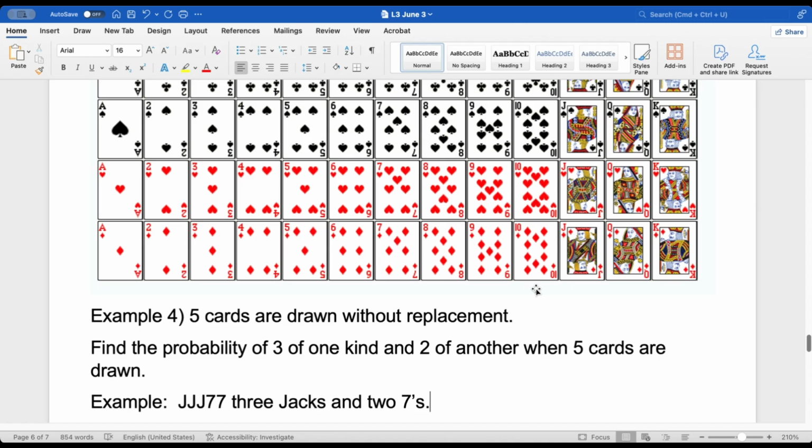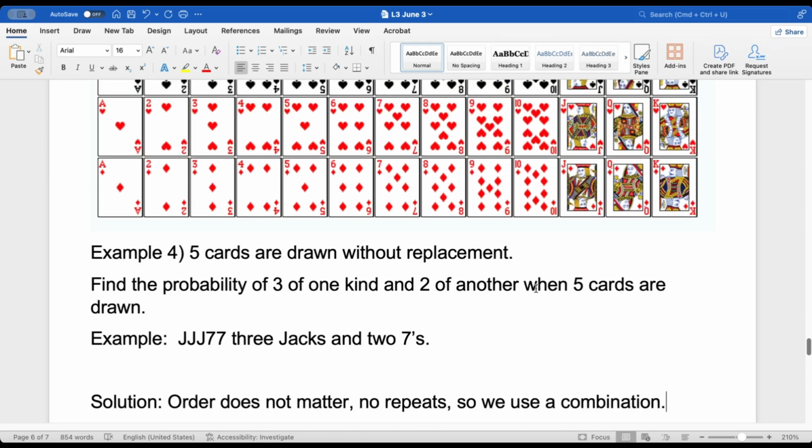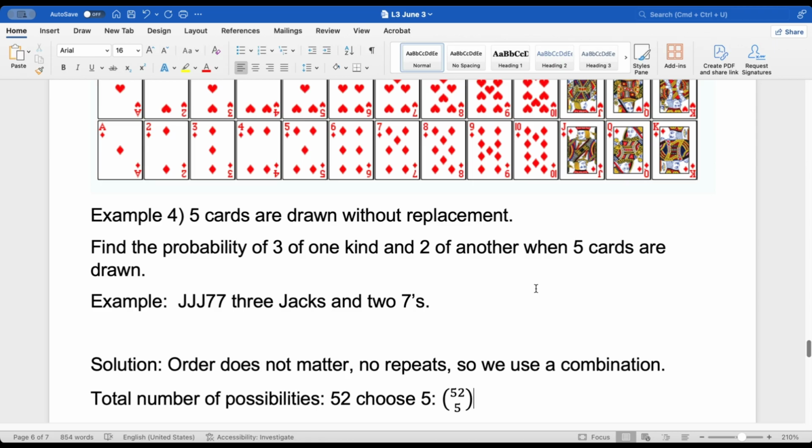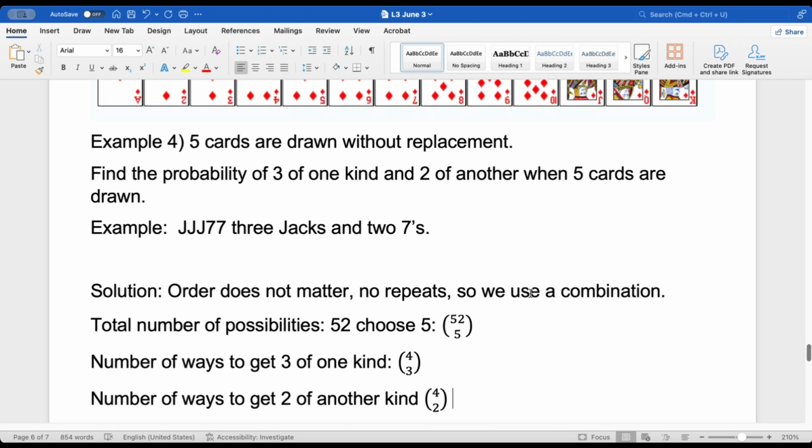Now, if you have a more complicated setup, then you have to be a little bit more careful. But in this situation, you could do it either way. So we're going to do this as a combination, mostly here. The total number of possibilities is, without restriction, selecting 5 cards out of 52. So that's 52 choose 5, 52C5. Now, the number of ways to get the 3 jacks or 3 of any value is 4 choose 3. And then you have to get 2 from a different value here, and that's 4 choose 2.